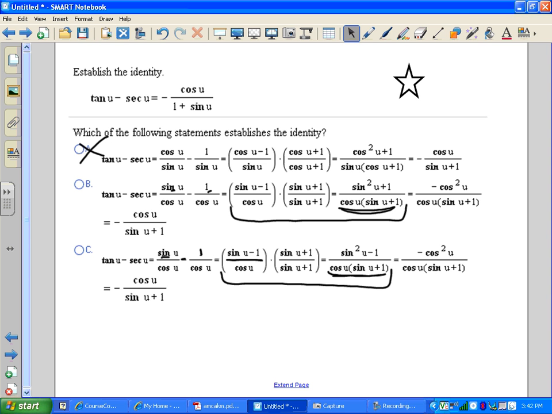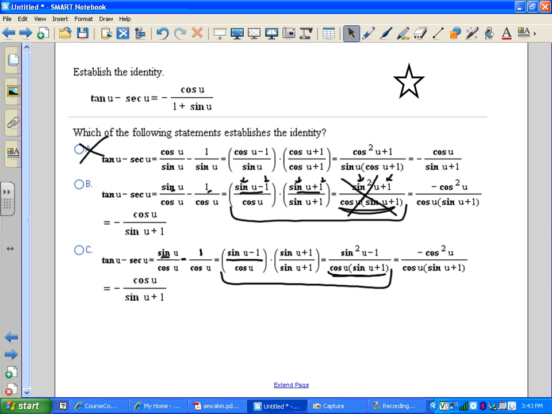And so if we do sine of u minus 1 times sine of u plus 1, there again, they're conjugates, so we just do first and last. Well, sine times sine is going to be sine squared, so that makes sense. But then negative 1 times 1 would be negative 1, not positive 1. And so they've made a mistake there.